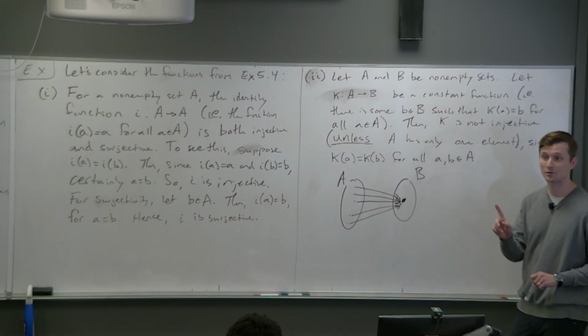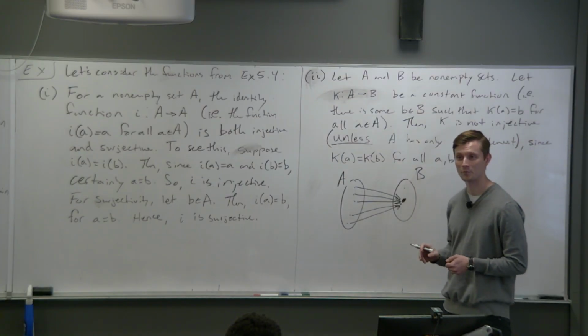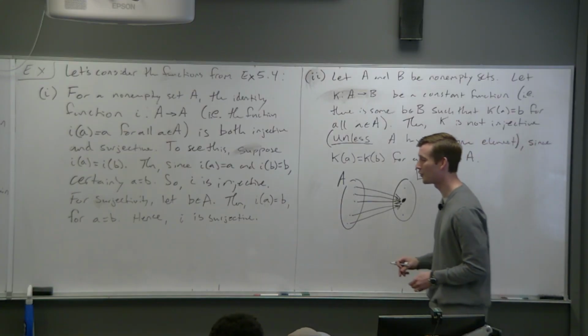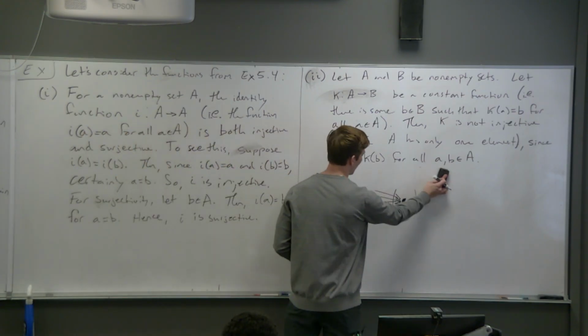Well, what if B has just one element? Then it's surjective. Okay, what if B has two elements? What if B has three? No. Okay, so kind of the same as before. There's only one sort of pathological case. It's when B is very small.